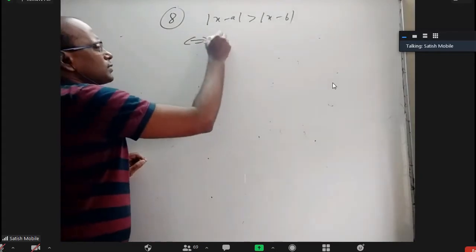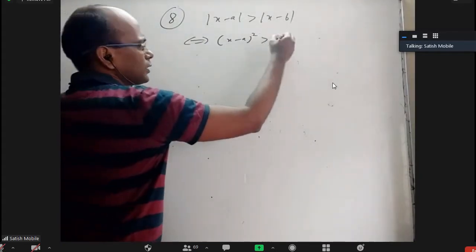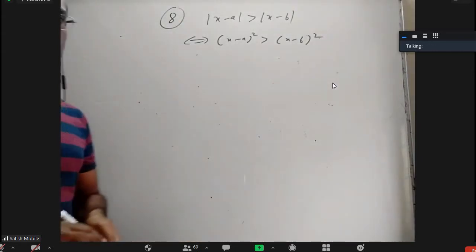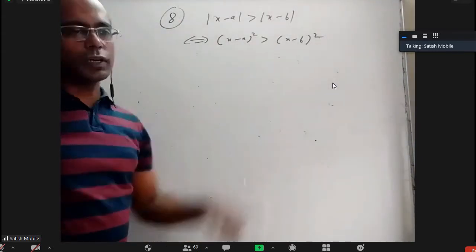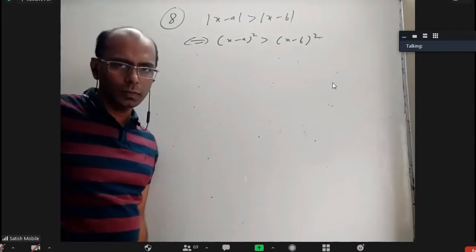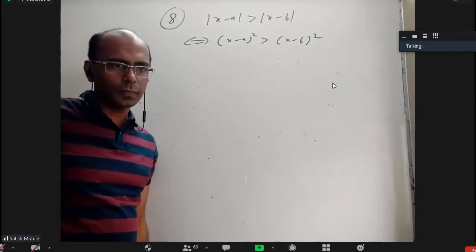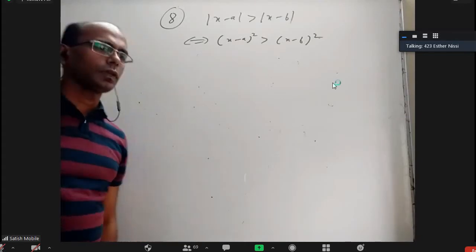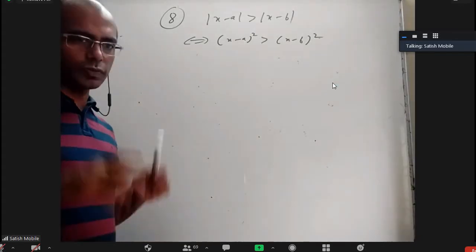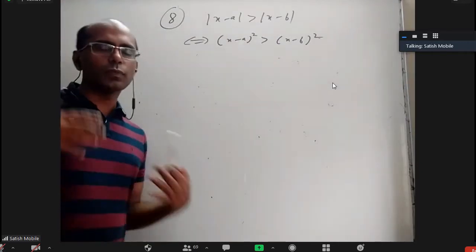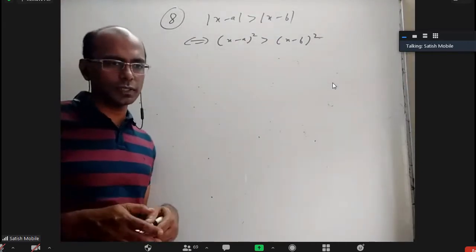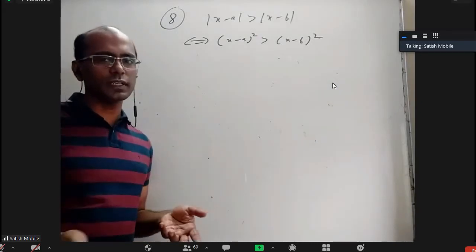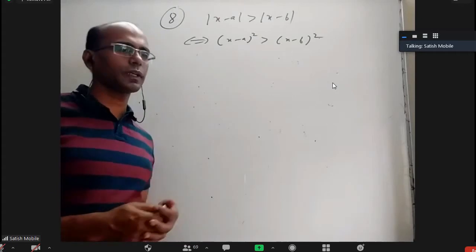Double implies you can write x minus a whole square is greater than x minus b whole square. Okay. Can I square an inequality on both sides? When can I square that? Both are positive. When both are positive, we can square it. Inequality will not change. When both are negative, we can square it, but inequality should be changed. And when one is positive, one is negative, sometimes we can square, sometimes we have to change inequality, sometimes we should not. So we have to be careful.